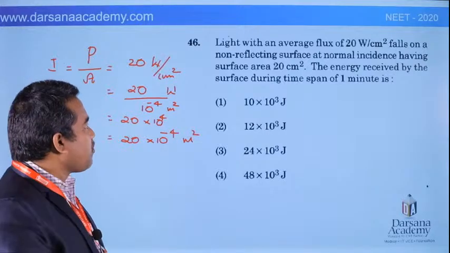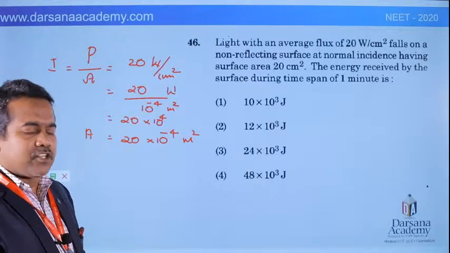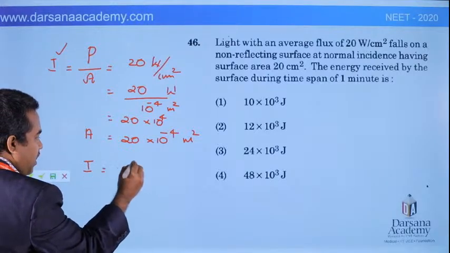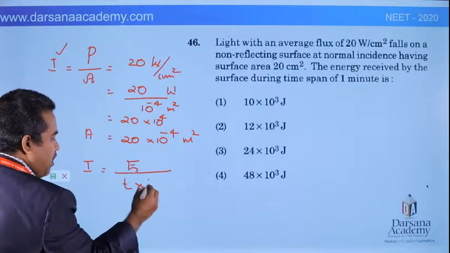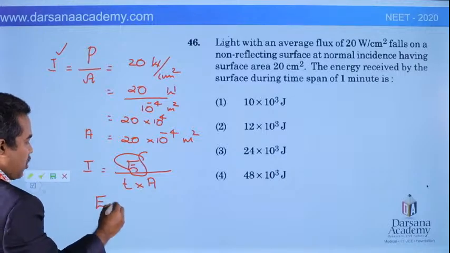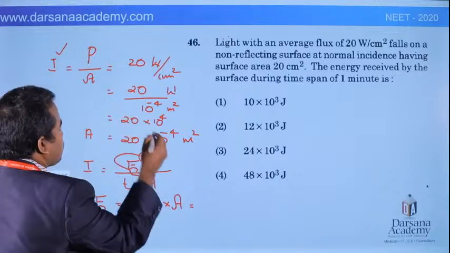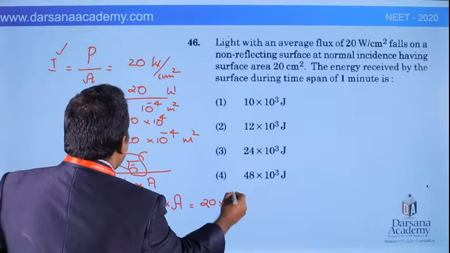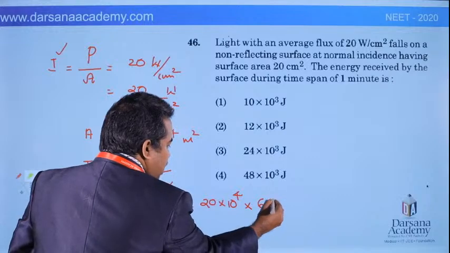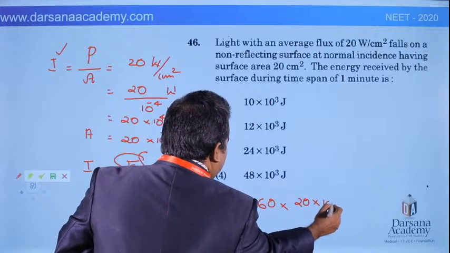The energy received by the surface during the time span of 1 minute. Look here, we need to find energy. Define what you mean by intensity: the intensity is nothing but the energy transferred per unit time per unit area. So our aim is to find the value of E, and hence E equals I into T into A. The intensity is given as 20 into 10 to the power of 4, into the time given as 1 minute, so convert it into seconds, 60, into the area, given as 20 into 10 to the power of -4.